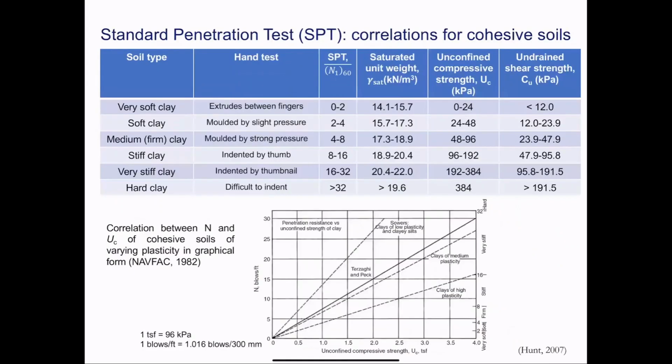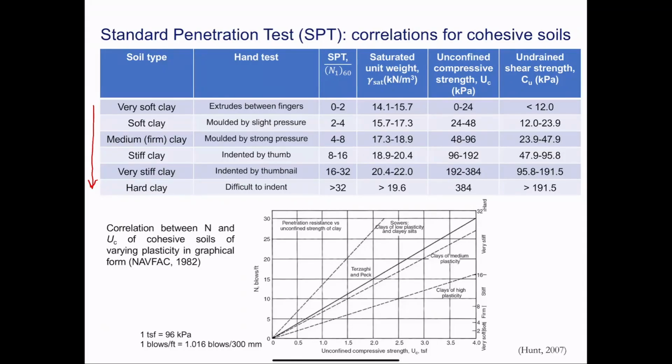Now, how about cohesive soils or fine-grained soils? Likewise, we often refer to it in terms of stiffness. So you have very soft clay here, the soft clay, the medium firm, stiff, very stiff to hard clay, with increasing stiffness moving downwards on this table. And we'll hand test here just to help you physically or mentally visualize what type of clay you're looking at. So very soft clay would be less than 10 kPa, sort of like toothpaste, right? And hard clay would be almost like brick. It's very difficult to indent. And so clay can have very increased stiffness.